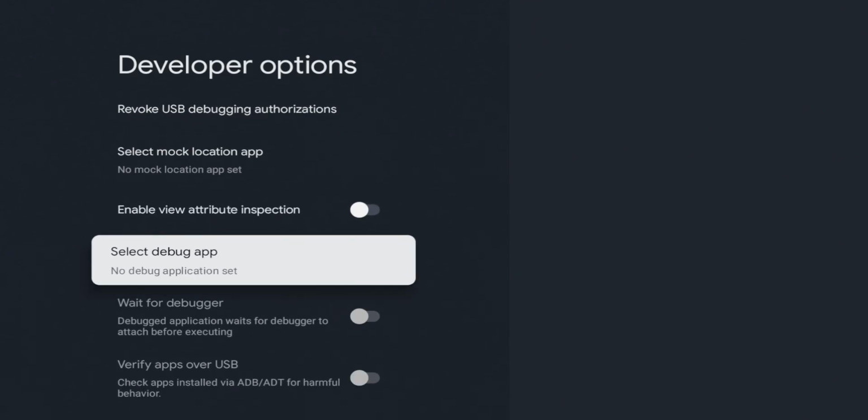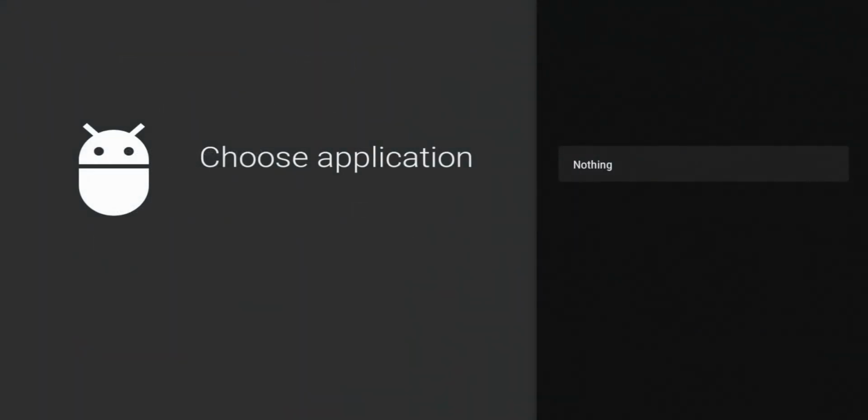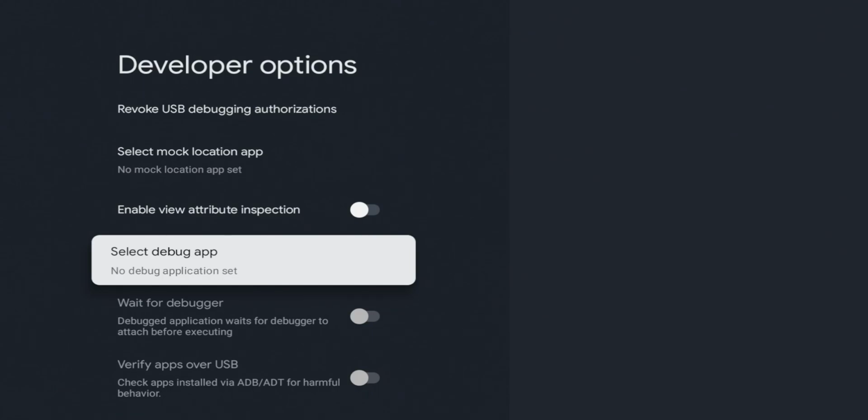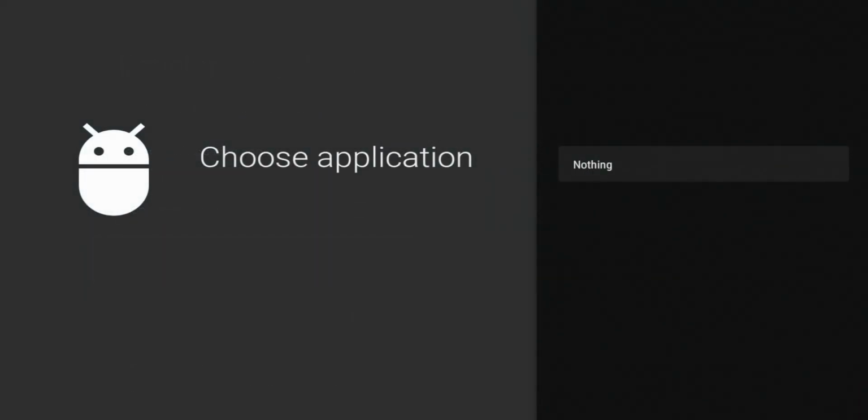Scrolling down to Select Debug App, click on that, as it's going to ask you for an app to select. So this option allows you to select a debugger application that can be initialized before a given app configured with the Wait for Debugger option. So if you're doing some testing and you want to select a specific app, that option is there. All right, so you can see nothing is selected.